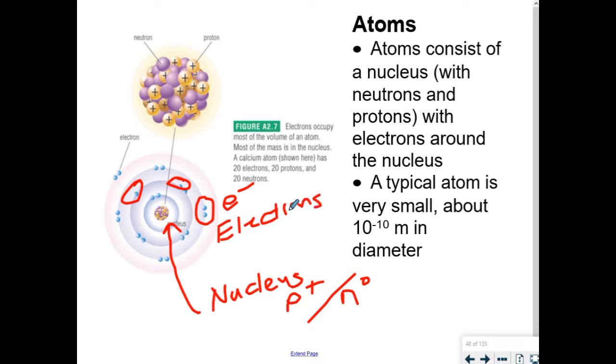Now, this is actually a really primitive picture of where we think the electrons are. We actually believe now that electrons exist in clouds in the quantum model, but for right now, this is not a bad picture because it gives you the visual of a nice condensed nucleus, and then floating around it somewhere are the electrons. Okay.